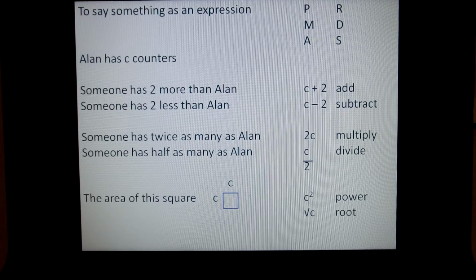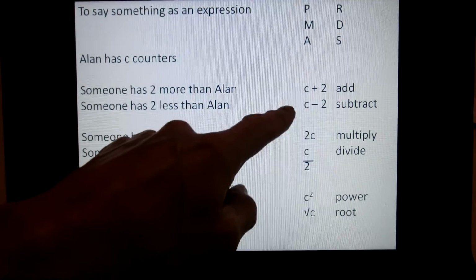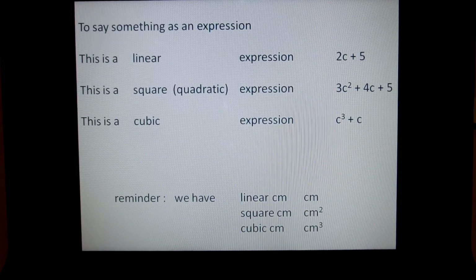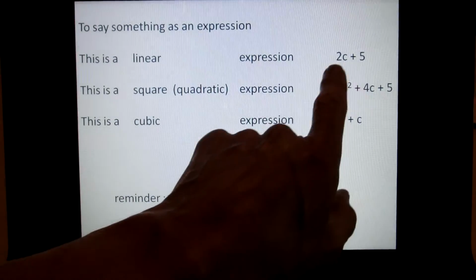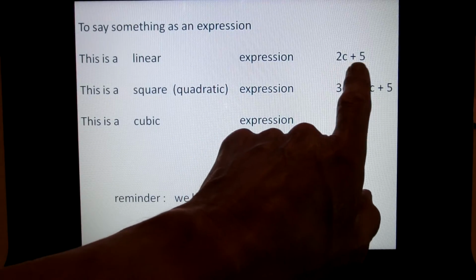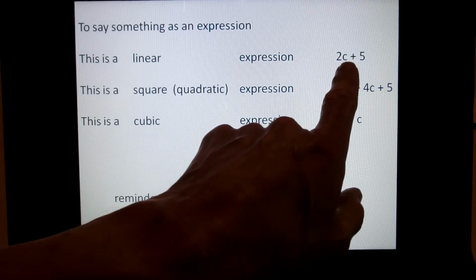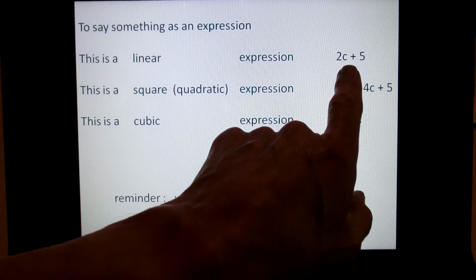So what we've got here is 1, 2, 3, 4, 5, 6 different expressions, very simple expressions, but all they're doing is saying how much something is. So that's, in essence, what an expression does. It tells you how much something is. An expression can be linear, which would mean that the highest power, there are no powers of C other than just C itself, so there's no C squared or C cubed or anything like that.